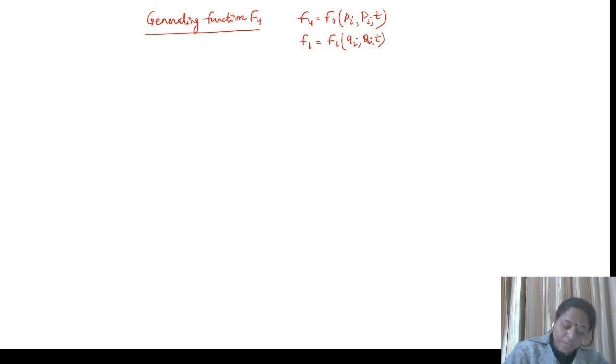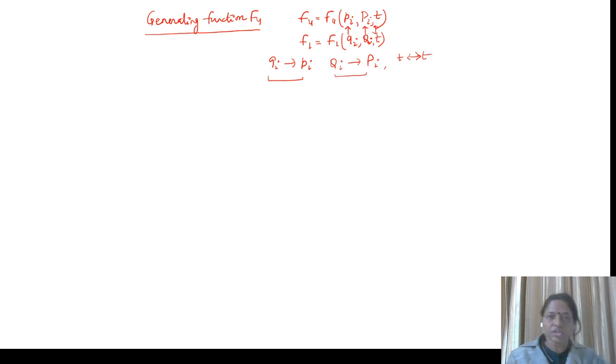What are the independent variables here, or what are the variables on which F depends? You see that capital Q_i is to be replaced by capital P_i, and time is the same. So here Q_i to P_i, that simply means we should have a relation connecting the two. We need a relation for this.